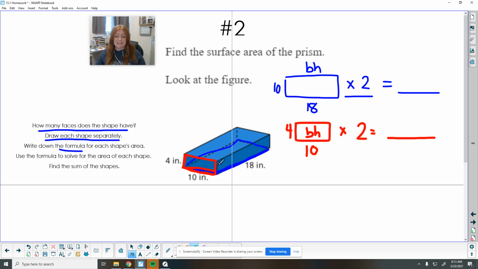Now we need these sides here. So if I look at these sides, again, they are rectangles. So the rectangle formula is base times height. So let's look at the bottom here. The base is 18.